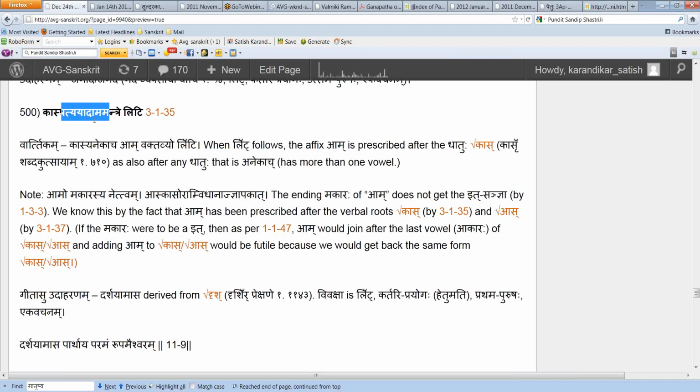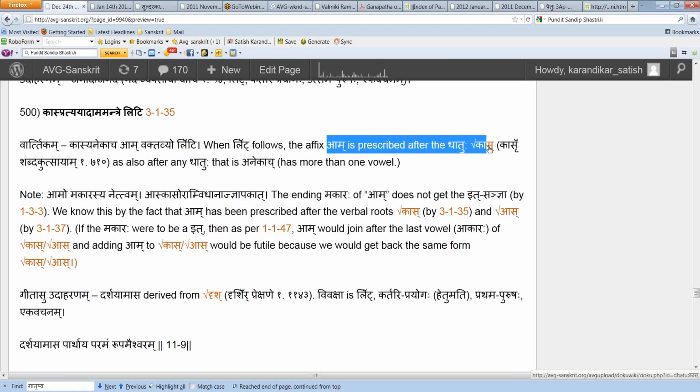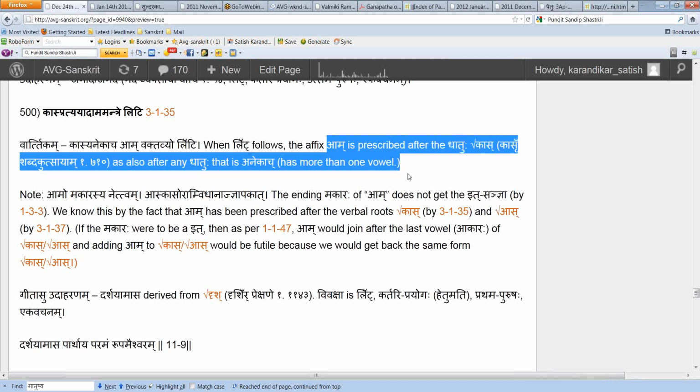So rather than saying pratyayat, say anekachaha. So kasya anekachaha am vaktavyo liti. Basically the sutram has been amended by the Vartikakara, saying that instead of pratyayat, say anekachaha. So remove the pratyayat and say anekach. We include all those which are pratyayanta, of course, because they are anekach anyway. But we also get now from the dhatu patha those which are anekach, and they will also take the pratyaya am. So it's kasya anekachaha am vaktavyo liti. So when lit follows, the affix am is prescribed after the dhatu kas and also after any anekach dhatu.